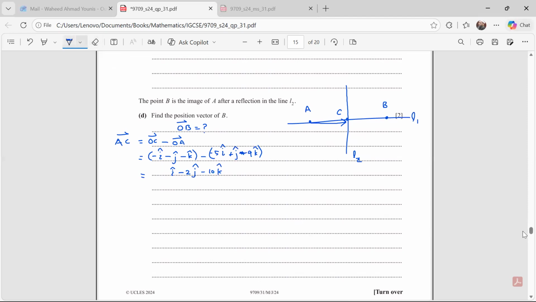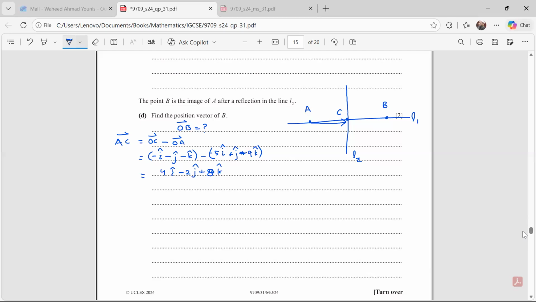So 5 minus 1 is 4i, minus 2j, and this is plus 8k, because minus minus plus 9 minus 1. So this is plus 8. I'm sorry, I was a bit confused here. So this is the AC vector, from A to C, this vector is this one.